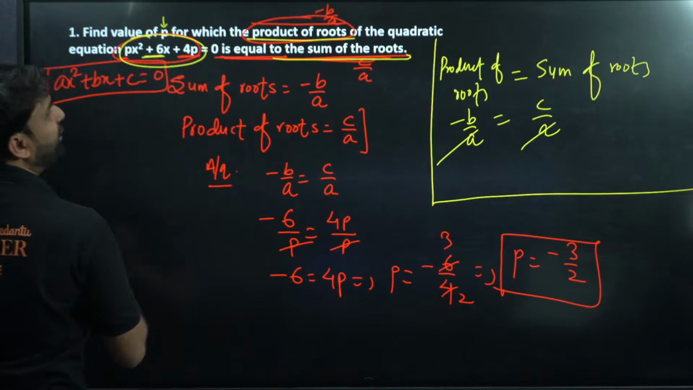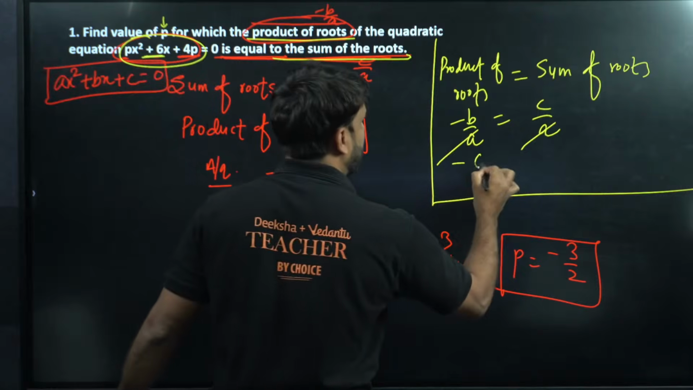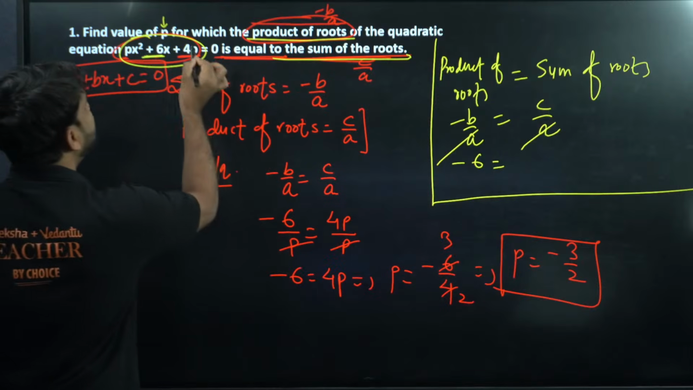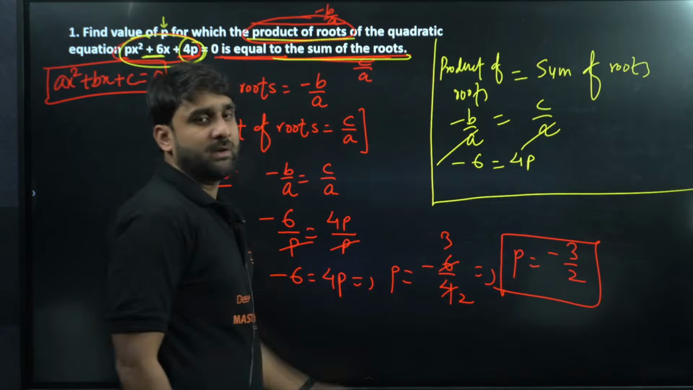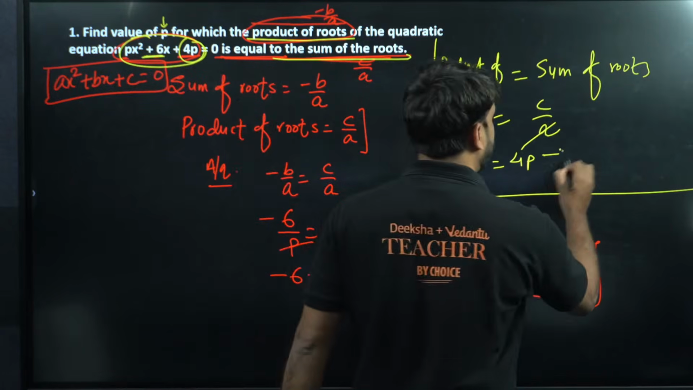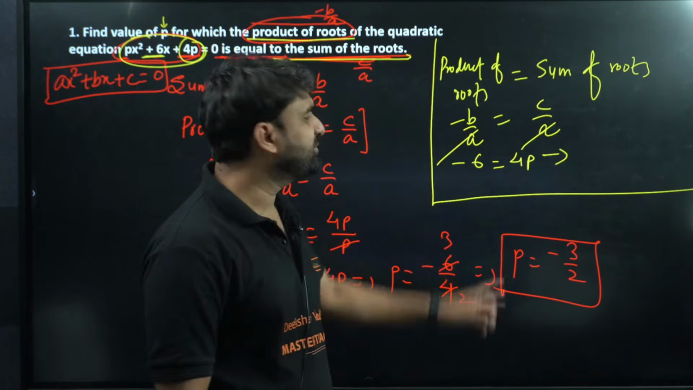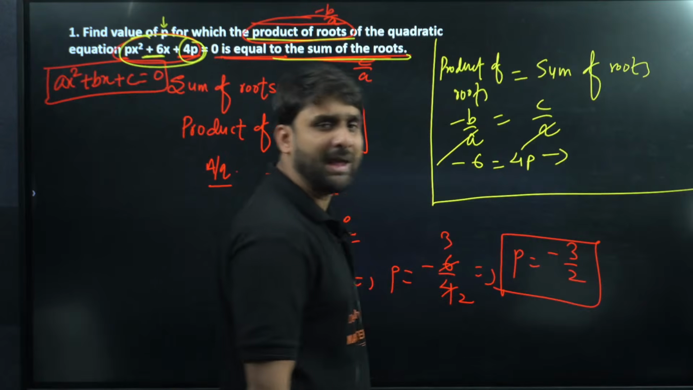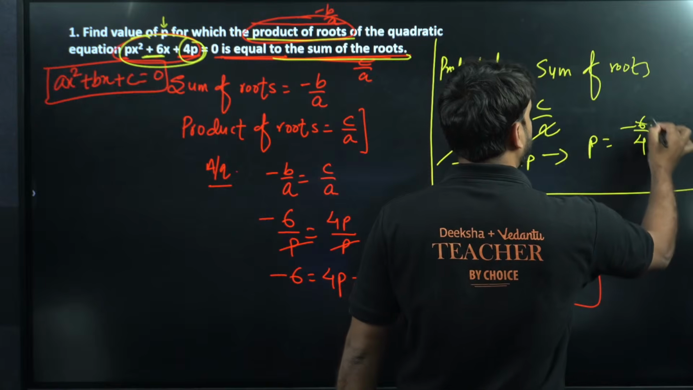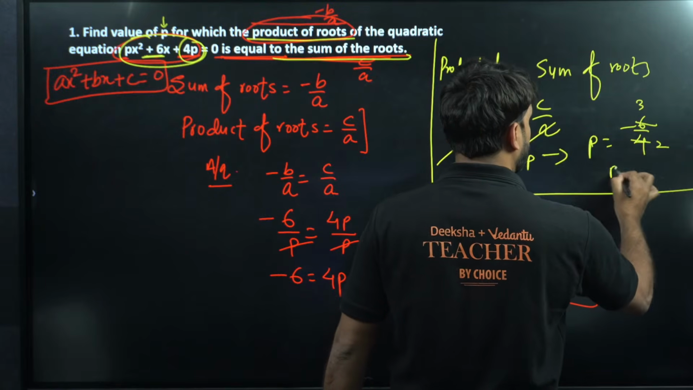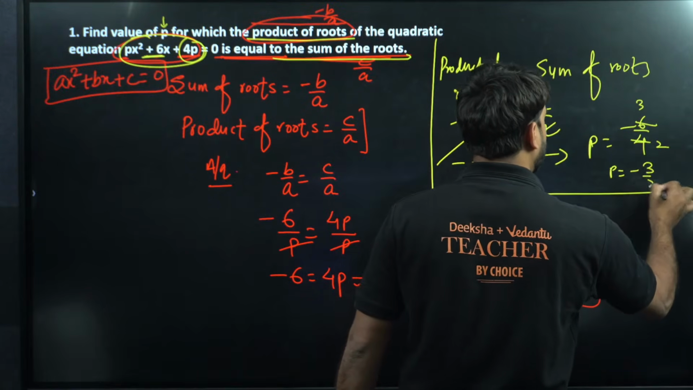The coefficient of x is called B, so this will be minus 6. Where is C? C is equal to the last term, 4p. Now, can't you do this mathematical calculation? Yes, of course you can. So P can be written as minus 6 divided by 4. 3 to the 6, 2 to the 4. So P is equal to minus 3 by 2 is the answer.